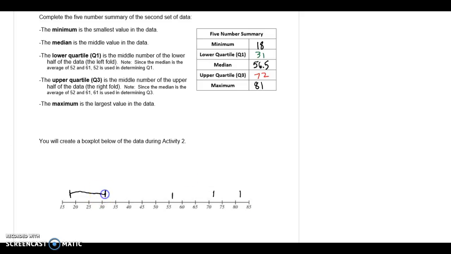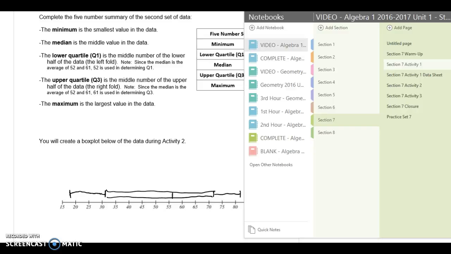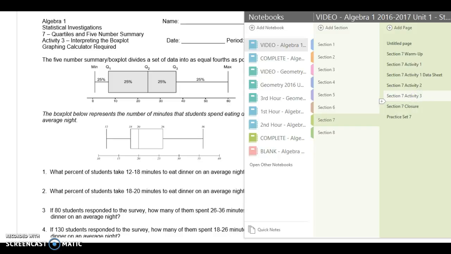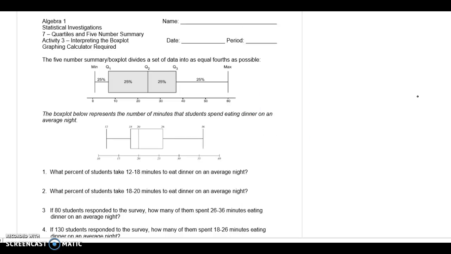Connect those, and connect those. And there's my box plot for those numbers, for the 5-number summary. Now in activity 3, we looked at where the data falls, percentages, numbers, all that other good stuff here.